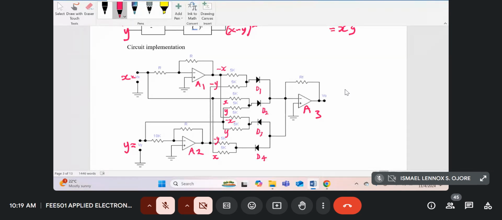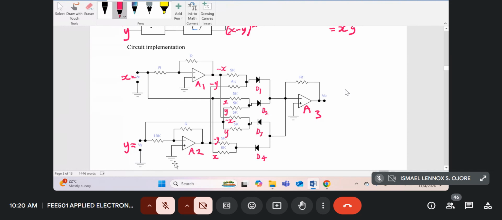Okay, so x will also stand for voltage. So if we start at the input of A1, the signal x comes in to the inverting input, and therefore the output of A1 is minus x, because it is an inverting amplifier for the signal x.